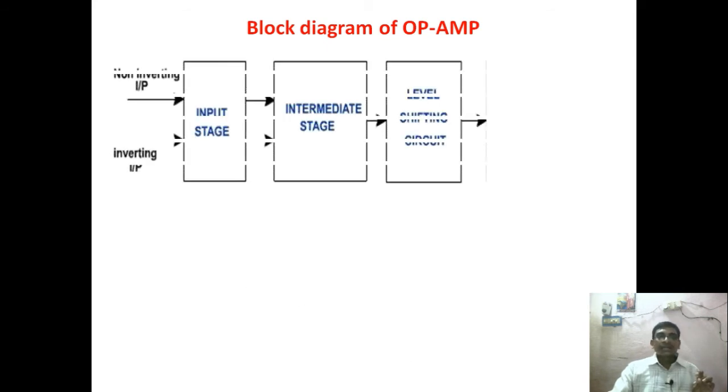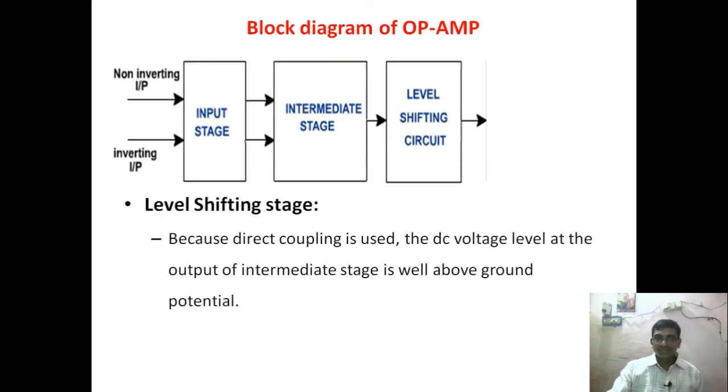The third stage is the level shifting stage. So what is its use? Because direct coupling is used, the DC voltage level at the output of the intermediate stage is well above ground potential. Inside the operational amplifier we always use direct coupling, so the DC generated in a stage will be transferred to the next stage.